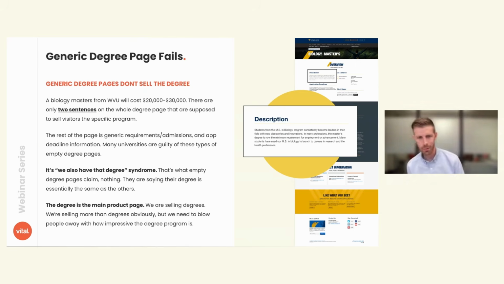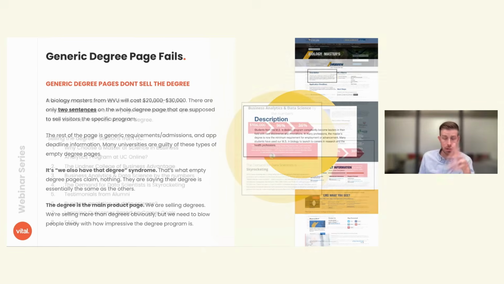And we want to get away from that. We want to break the ability to directly compare degrees, right? If these are the products that we're selling, we don't want them to be directly comparable. We want to show all the ways that we are different and differentiated and better to get someone excited about that program. And so we find this is a missed opportunity on a lot of sites.